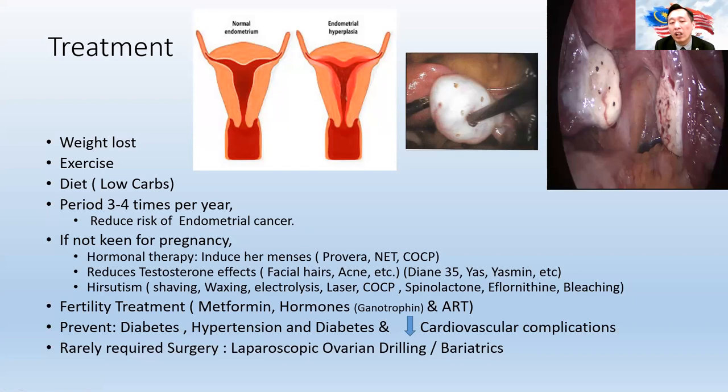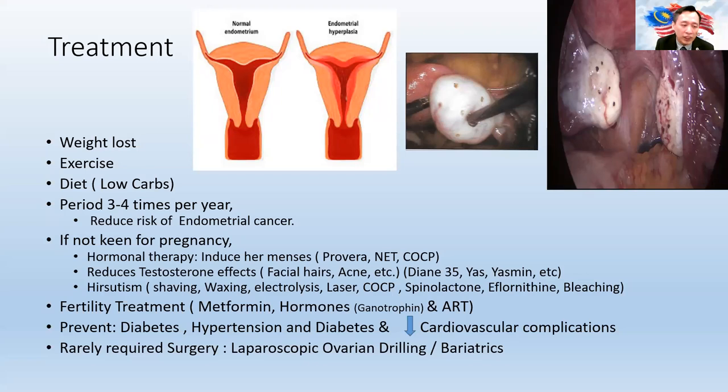no testosterone. You can also give COCP to reduce the testosterone effect for the facial hair, hirsutism, and acne. You can start Diane, Yas, Yasmin, and so on. For hirsutism, you can do shaving, waxing, electrolysis, laser, spironolactone, even bleaching.